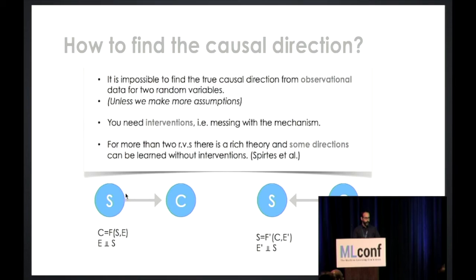Interestingly, as a side comment, there is a beautiful and rich theory. If you have more than two variables, if you have three, for example, just from factorizations, just from observational data, there are some causal relations you actually can learn, okay? And there is an algorithm that you can use. But just for two, it's clear that if you don't make extra assumptions, you cannot do anything.